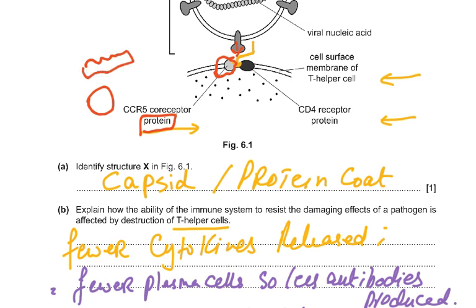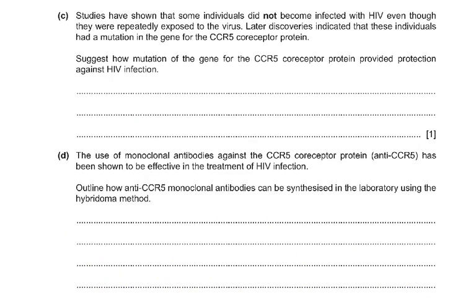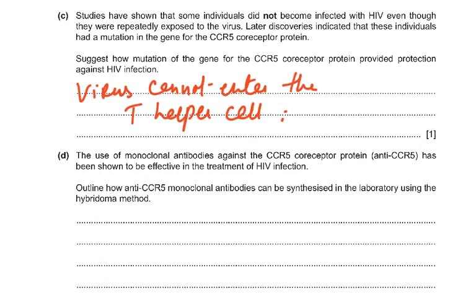So the virus would not be able to attach to it and would not be taken up by the cell. So they will not suffer from HIV. So the virus cannot enter the T helper cell, or you could have said CCR5 unable to trigger endocytosis of the viral particle.